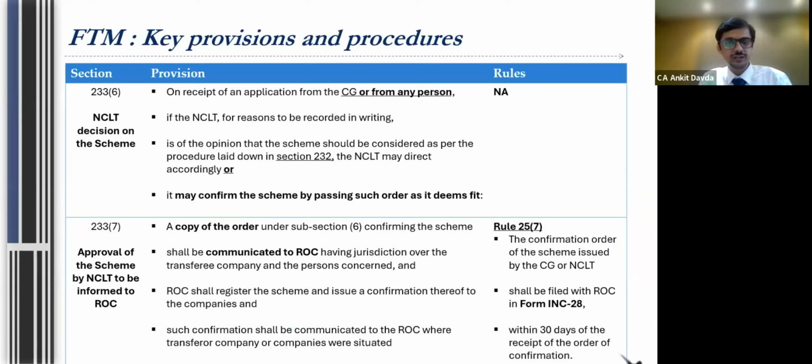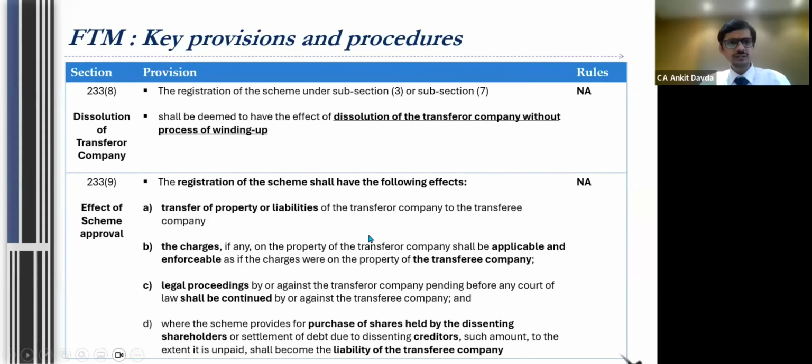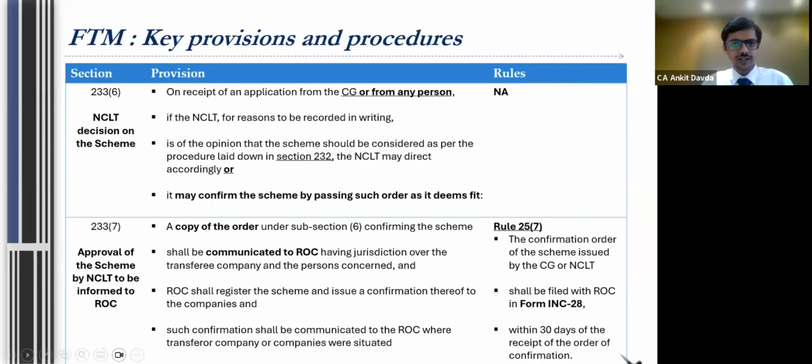The point which we discussed, that the transferor company stands dissolved without the process of winding up. That would be the operation of this form INC 28, because the ROC will take it on record and mark that company as amalgamated in its master records, and then that company would become inactive for any filings and other compliances. So I think till 233(7), these are all critical provisions.